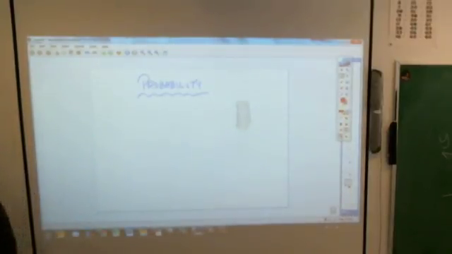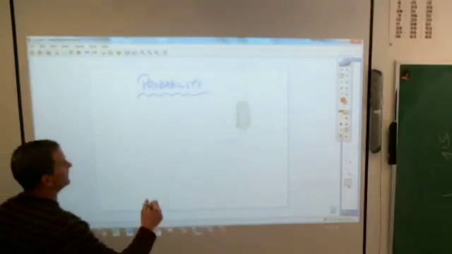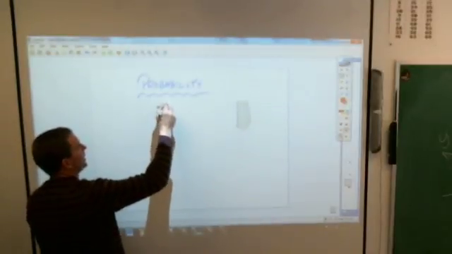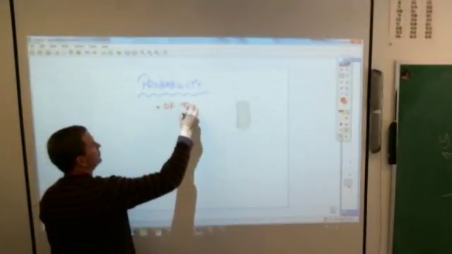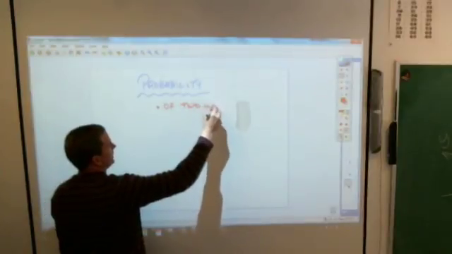Probability, and this is, let's see. For the word I want here. You want to write that down. Probability of two independent events.